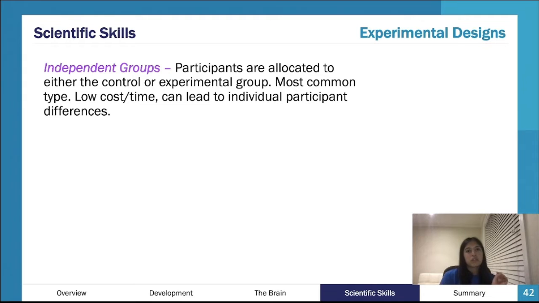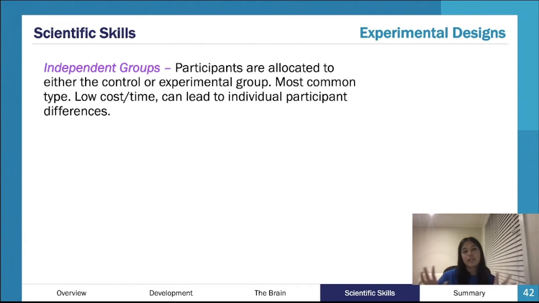You're doing the memory tests, I don't know, under the influence of alcohol or not. It's this idea of one group being the experiment, receiving the actual thing, and one being the baseline or the comparison. So this is the most common one you'll see. So compared to the others, lower cost, lower time. However, a big drawback of it is that there can be individual participant differences.